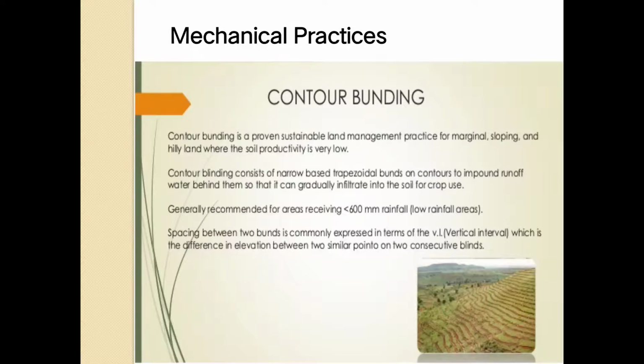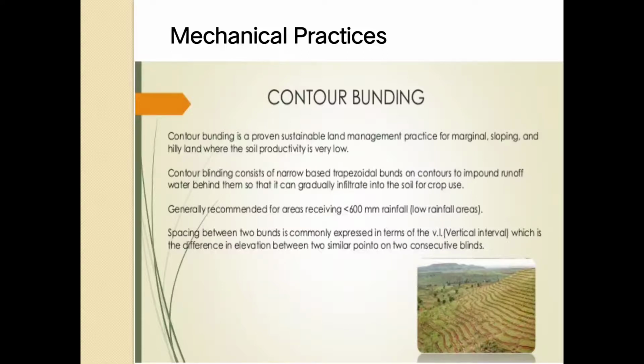So contour bunding consists of trapezoidal bunds constructed across the slope of the land, and the important advantage is that it gradually helps to increase the infiltration rate into the soil and further the soil moisture which is used for crop cultivation. This contour bunding is generally recommended for areas receiving less than 600 millimeter of rainfall, that means it is recommended for low rainfall areas.